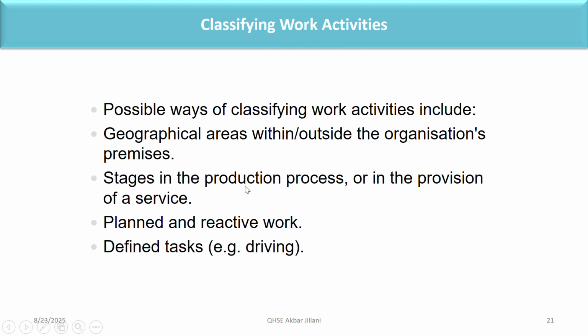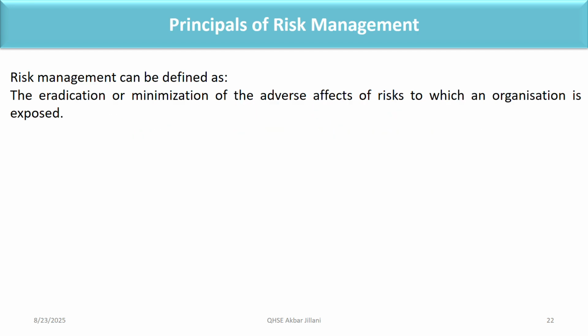Classifying work activities. First of all, we have to classify the work activities. From the work activities, we will be able to understand the hazards. Possible ways of classifying work activities include geographical area, which is coming under the identification of hazards: geographical area within or outside the organization premises, stage in the production process or in the provision of a service, planned and reactive work, and defined tasks like driving.